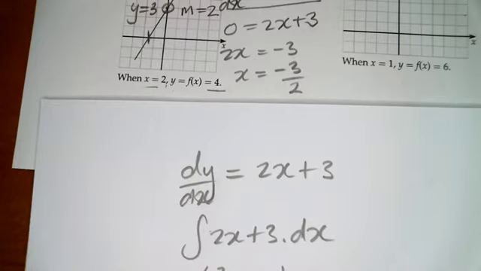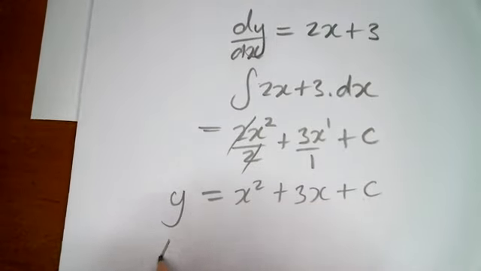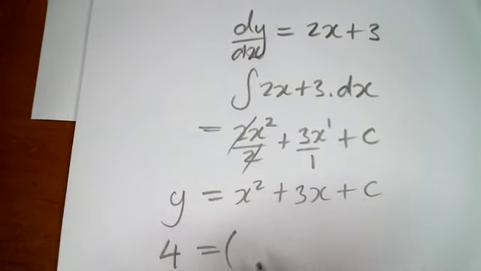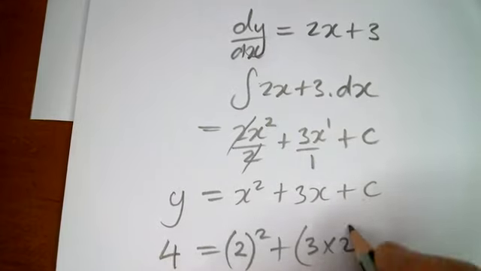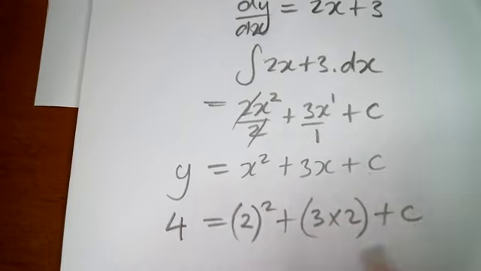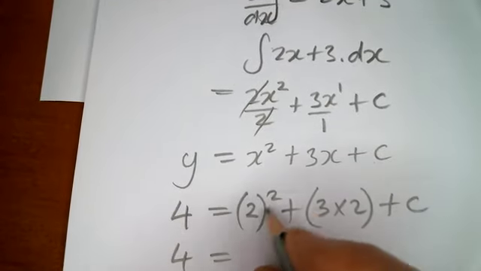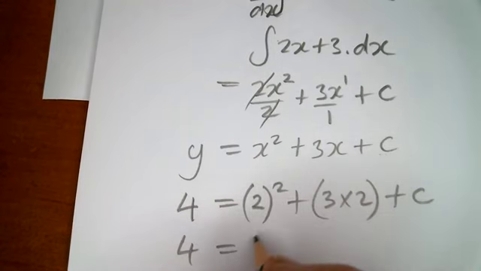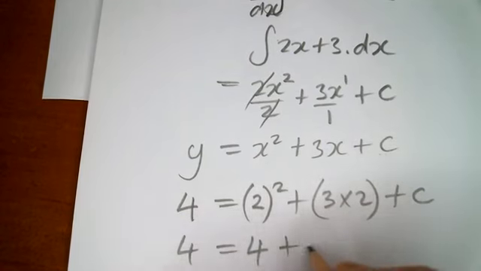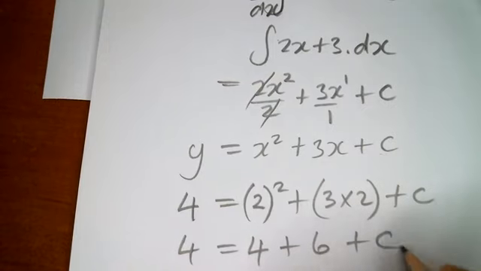So let's do that. So here's my y value. y is 4, and every time I see an x, it's going to be a 2. So here it is, 2 squared plus 3 times 2, I'll write it like that, plus c. So 4 is equal to 2 squared, which is 4, plus 6, plus c.